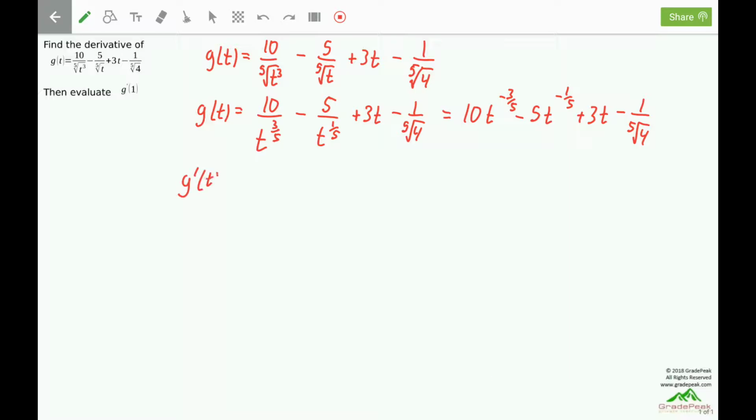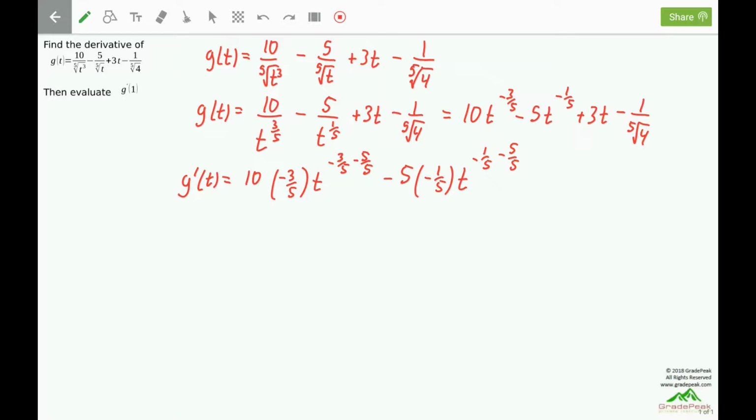So let's do that. G prime of t equals. The first term is a power rule. We're going to bring down the power, negative 3/5, and subtract 1 from it. So negative 3/5 minus what I will call a 5/5 for the common denominator. The second term will follow the power rule. Minus 5 will bring down the power of negative 1/5. T raised to the negative 1/5 minus 1, which I will call 5/5 for the common denominator.